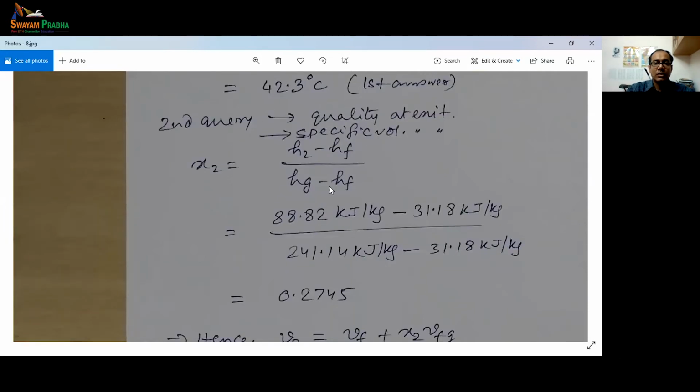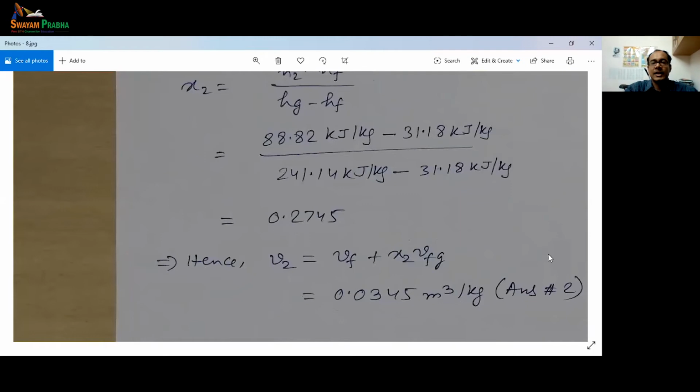That will also give us the specific volume. So X2, the quality, will be equal to H2 minus H fluid divided by H vapor minus H fluid. All these values you can look up from the table, and you can find the quality to be 0.2745. So basically 27.45% of the two-phase mixture will be vapor and the rest will be liquid. That would be the composition of the refrigerant at the exit.